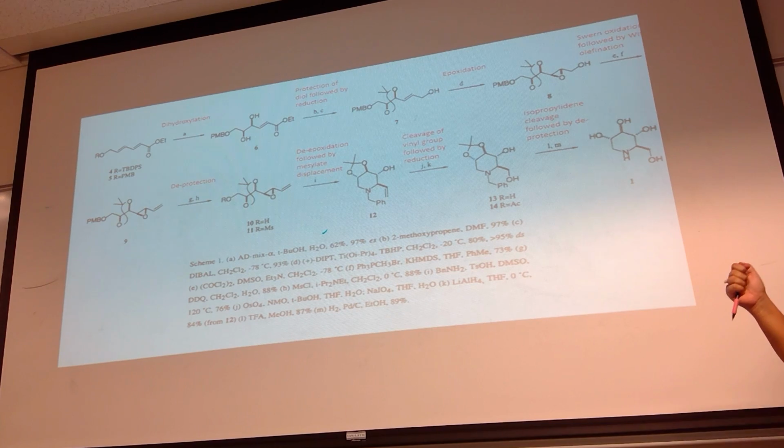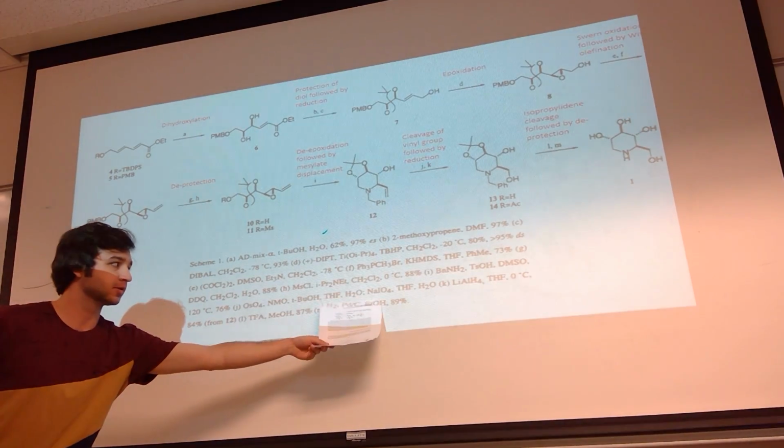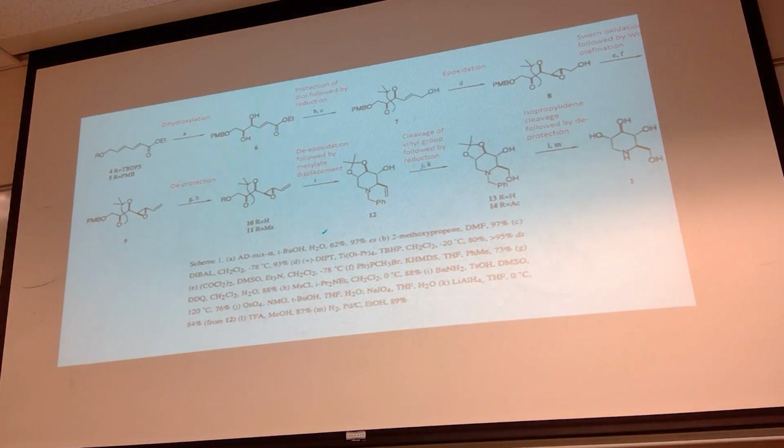It's cleaved by lithium aluminum hydride. But actually, that's reducing. Well, it's followed by reduction. Oh, okay, right here, sodium borohydride. You get the aldehyde, and then you reduce. Okay. Any other questions? No? All right.